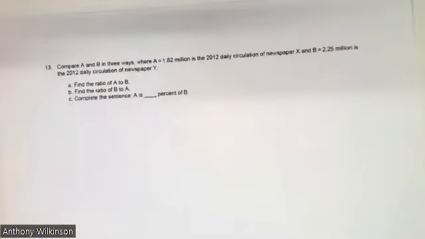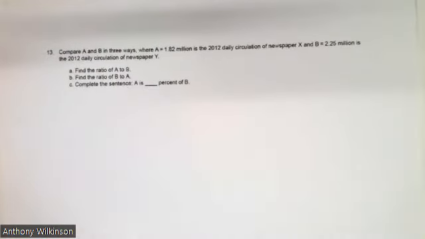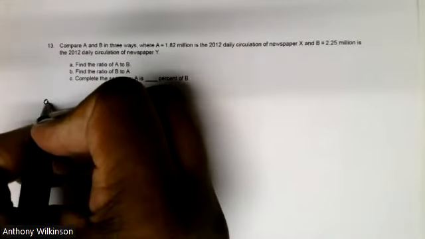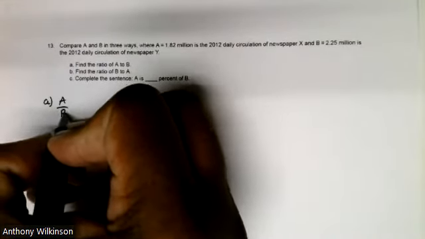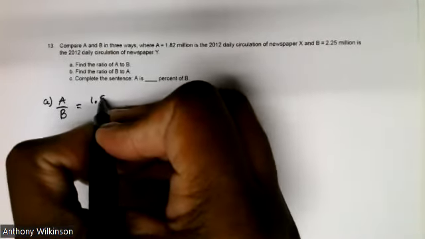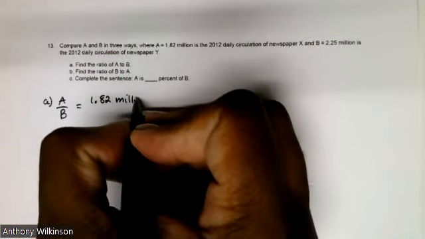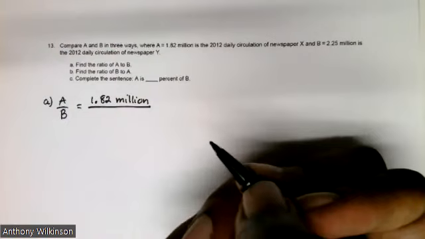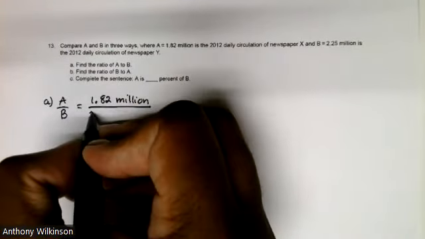All right, and finally, number 13. Here A is equal to 1.82 million, the 2012 daily circulation of newspaper X. B is 2.25 million, the 2012 daily circulation of newspaper Y. We want to compare A and B in 3 ways. Find the ratio of A to B. A is 1.82 million divided by B, which was 2.25 million.